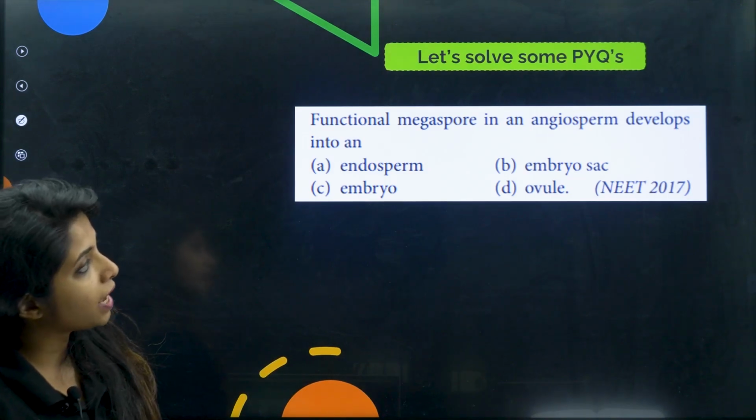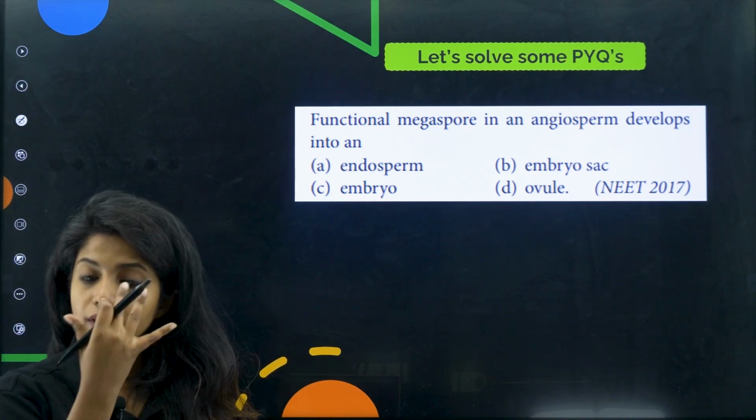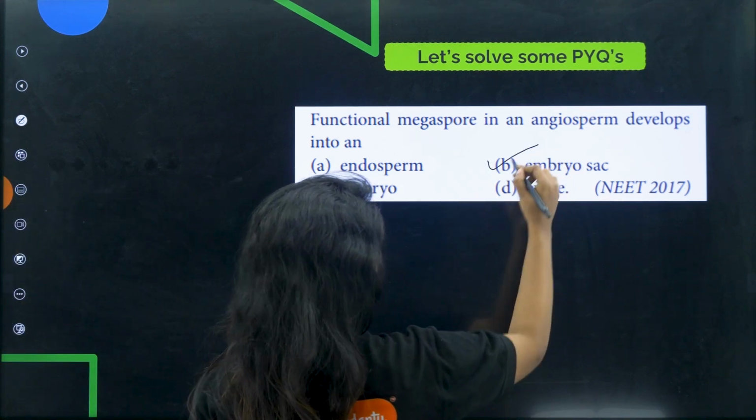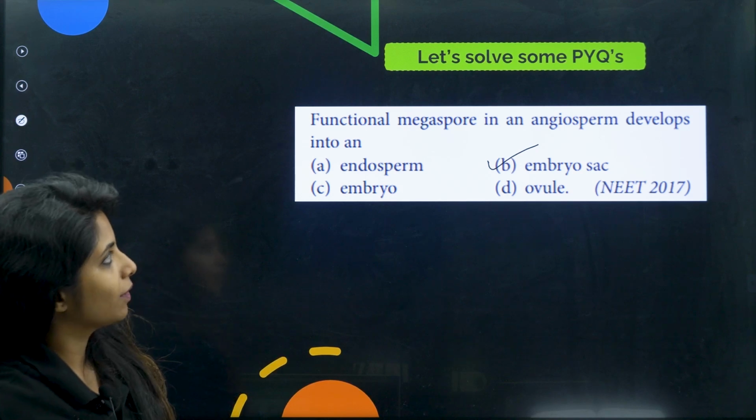Functional megaspore in an angiosperm develops into what? Functional megaspore, as in one is functional, the rest all of them go. And what does it form? The female gametophyte, which is what, children? The embryo sac. It came in NEET 2017.